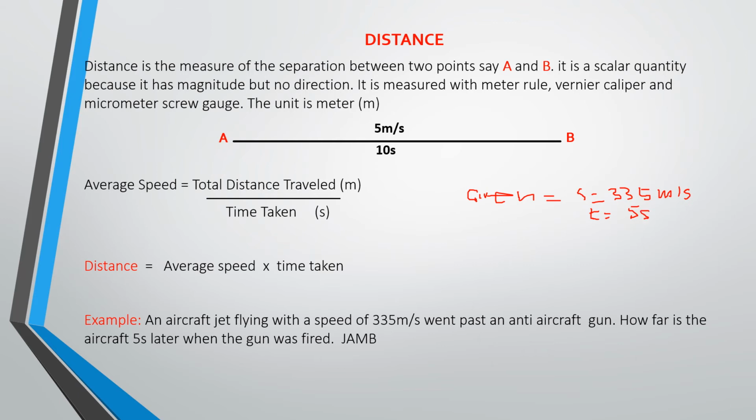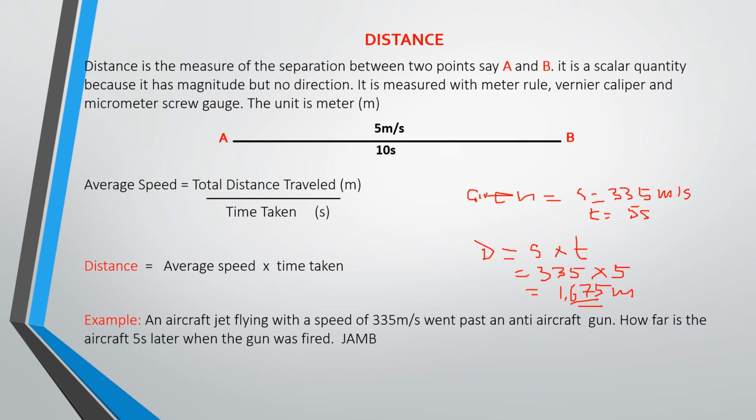So just substitute that into that equation. You have that distance covered will be equal to speed times time. So that gives you 335 times 5. Now when you multiply that, we're going to have 1675 meters as the distance covered.